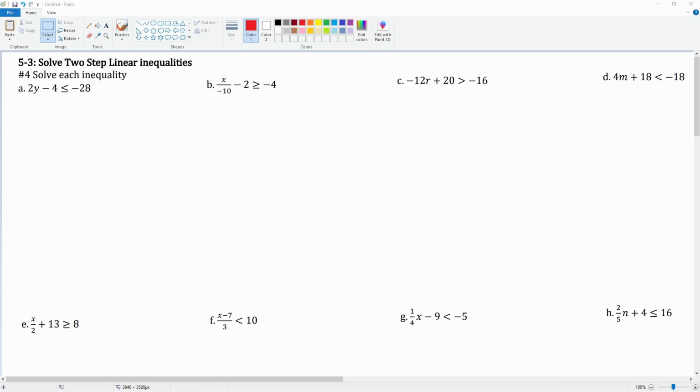5-3, you're going to solve these two-step linear inequalities. Number 4, you're just going to solve these inequalities. In this video, I will be covering the first 4 problems, A to D first.